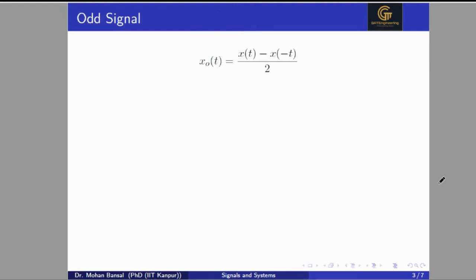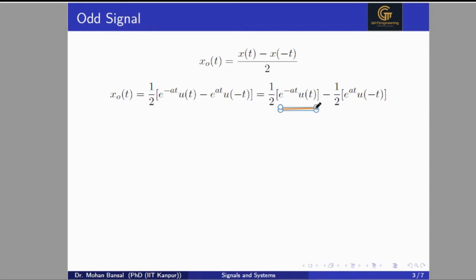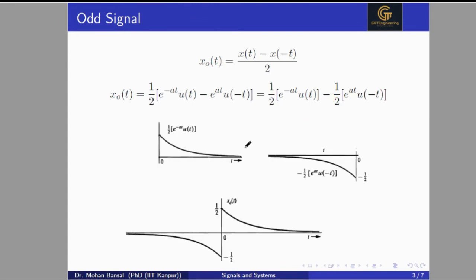Now the odd component is defined by x(t) minus x(minus t), divided by 2. We can write it as e to the power minus at u(t) minus e to the power at u(minus t). If we separate them, the negative sign is here. Due to the negative amplitude, the signal gets amplitude reversal, so it lies in the third or fourth quadrant. This is half of e to the power minus at u(t), and this one is e to the power at u(minus t). u(minus t) is defined for the negative time axis, and half negative amplitude means it is drawn in the third quadrant, with negative amplitude as well as negative time.